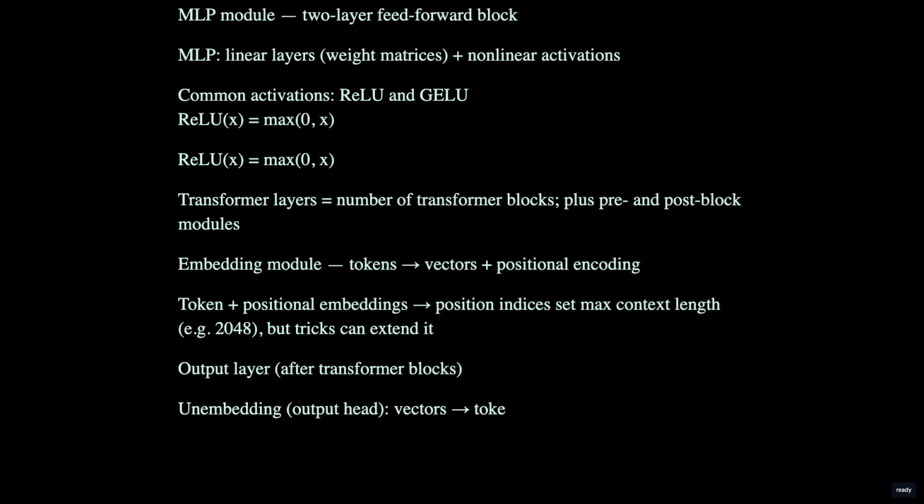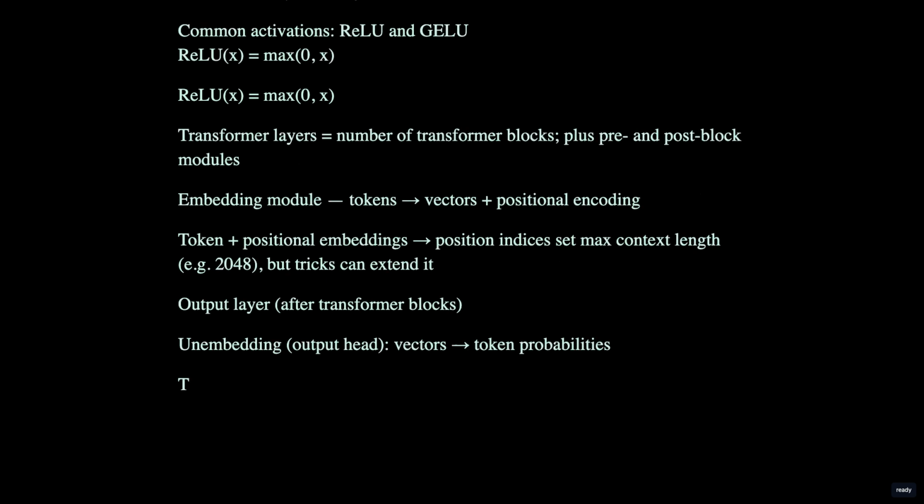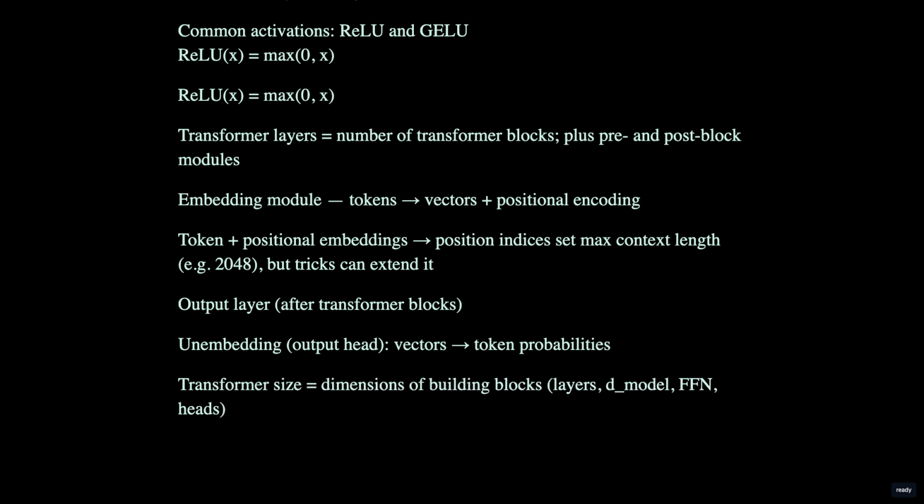The unembedding, often called the output layer or head, converts the model's final hidden vectors into logits over the vocabulary. It's usually implemented as a single matrix that produces the scores used by the sampling step to pick the next token. This figure visualizes a transformer architecture.